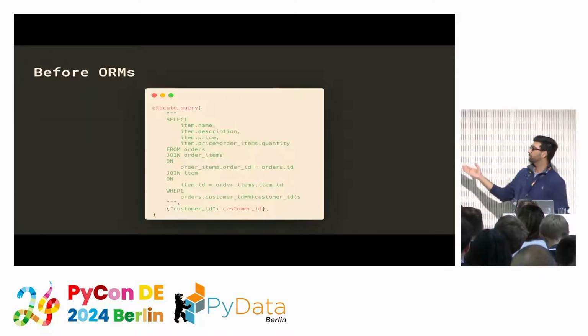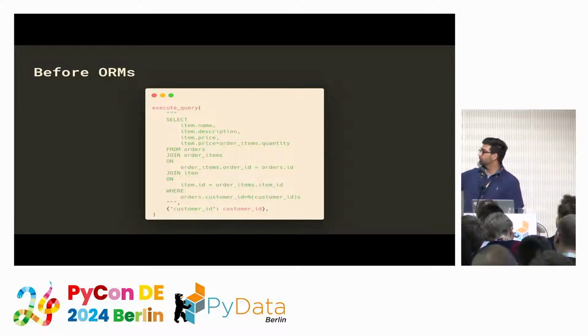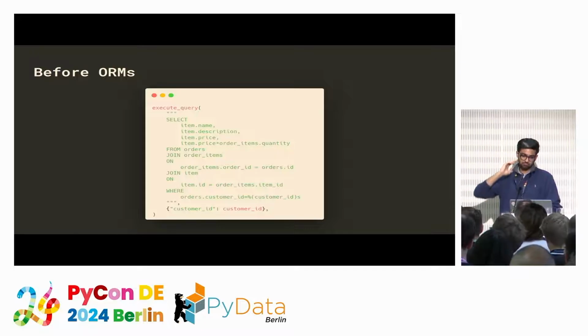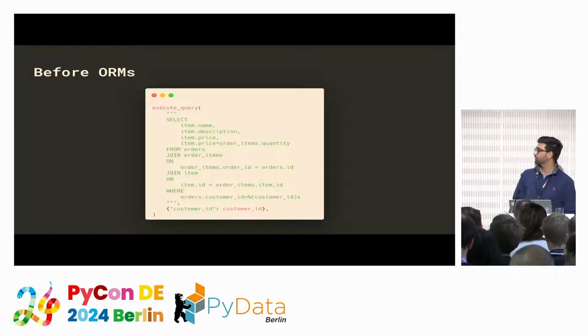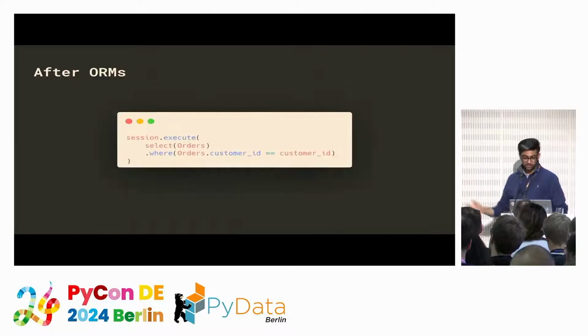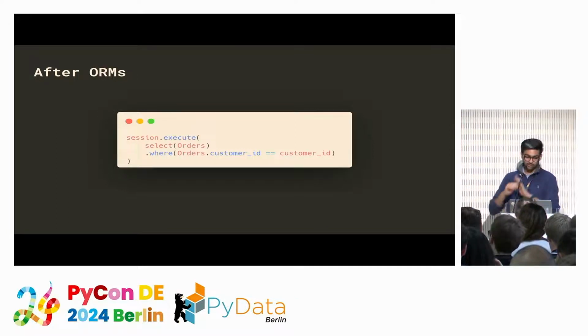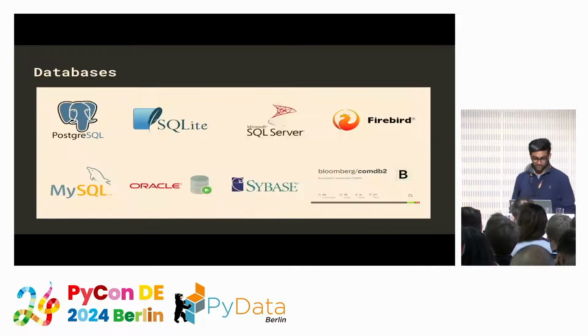So here is a quick example. This is a sample code for a select query which joins 3 tables and shows you a bunch of data for a particular customer. This is how it looks before ORMs. And boom, this is how it looks with ORM. It's very simple, and it's really understandable: you're trying to select a table called orders, and you're trying to filter it using .where. We're going to learn about all of this in our workshop. And these are some databases that are supported. SQL Alchemy supports all the major databases, including PostgreSQL, MySQL, and even Bloomberg's ComDB2.